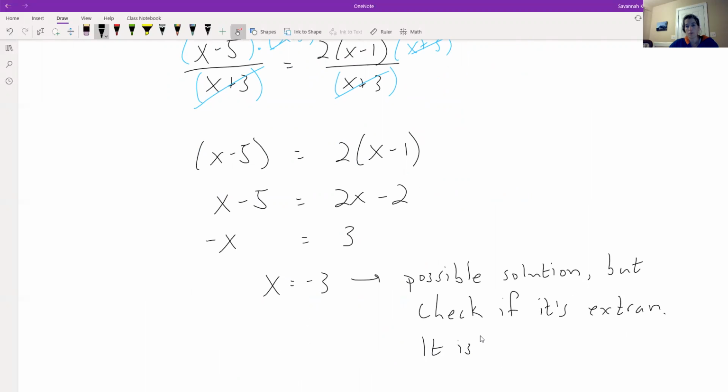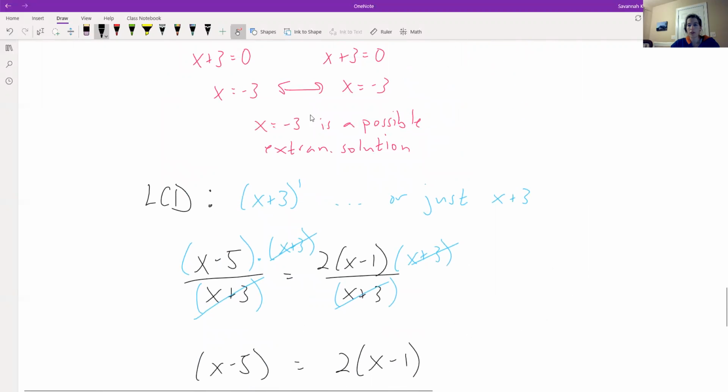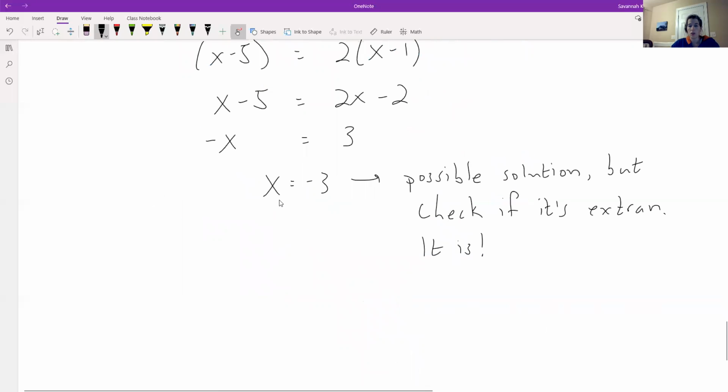It is. So by what we did just a couple of minutes ago, x equals negative 3 was our only possibility for an extraneous solution. We've gotten it. So we have to throw out x equals negative 3. And that's unfortunate because negative 3 was the only possible solution this problem gave us. So we just threw out our only possible solution. So that means there's no solution.